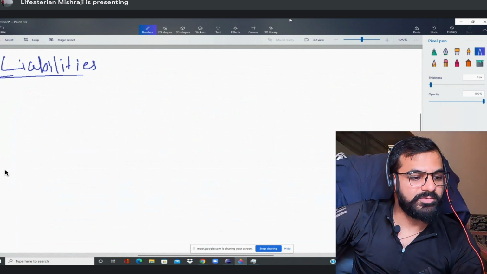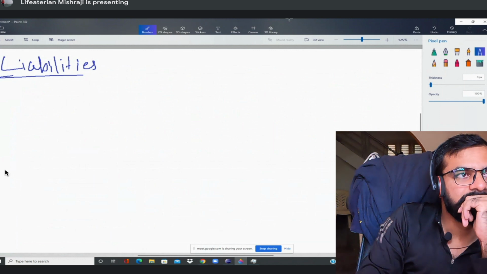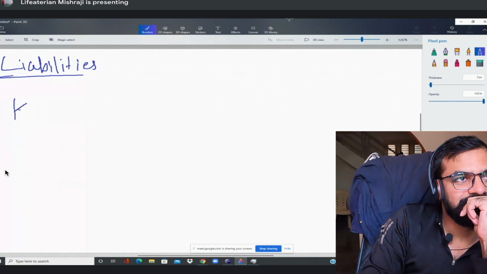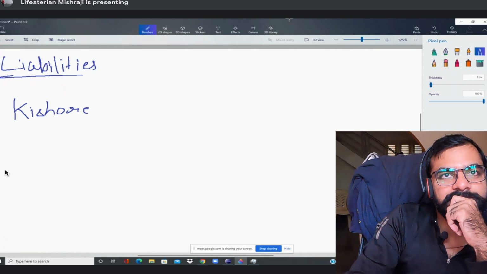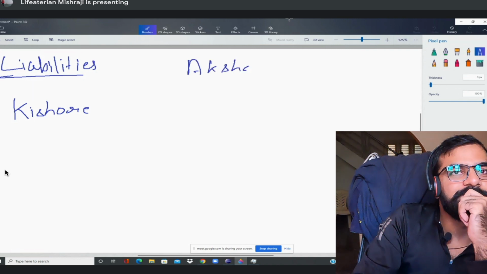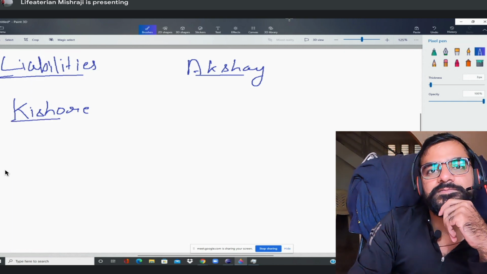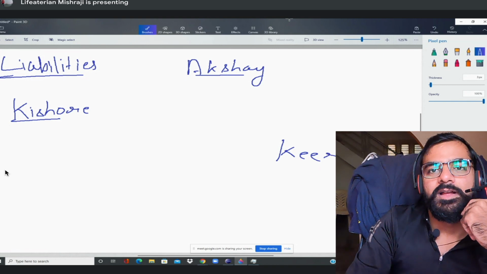No assumption on trade receivables. What is it? Okay, others? Perfect. Not loan.